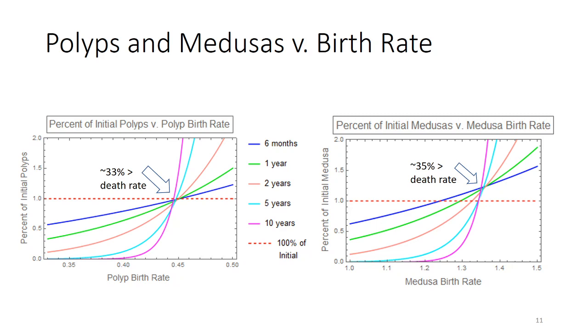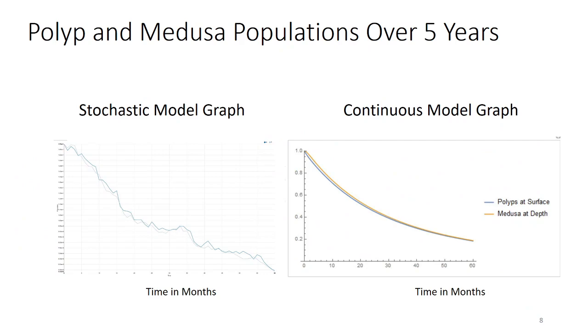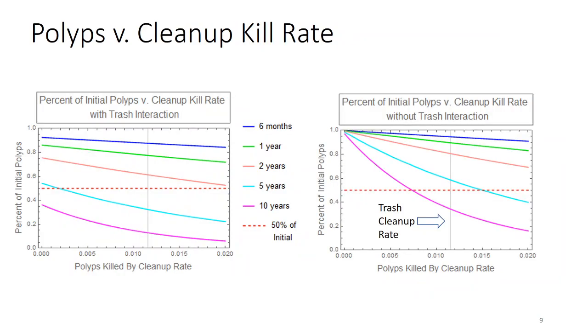No. But I want to. Can you go back a little bit? Go for it. Okay. So I just want to make sure I'm clear. So what you're saying is, based on cleanup and trash interaction, Velella with the current reproductive rate that you have from the literature, both medusae and polyps, would need to reproduce 1.3 times as much in order to stay the same. Yes, yes.